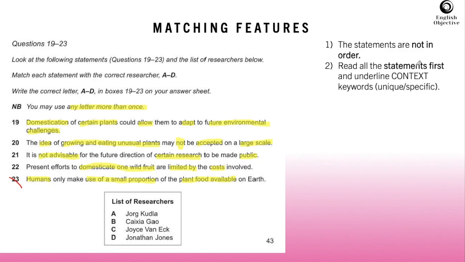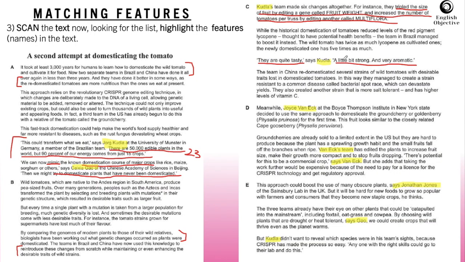So as we can see, not really, so we're going to keep reading a little bit more. We're going to keep skimming. The team in China domesticated several strains of wild tomatoes with the desirable trait lost in domesticated tomatoes. In this way, they managed to create a strain resistant to a common disease. They also created another strain that is more salt tolerant and has higher levels of vitamin C. Meanwhile, Joyce Van Eyck in New York decided to use the same approach to domesticate the ground cherry or golden berry for the first time.